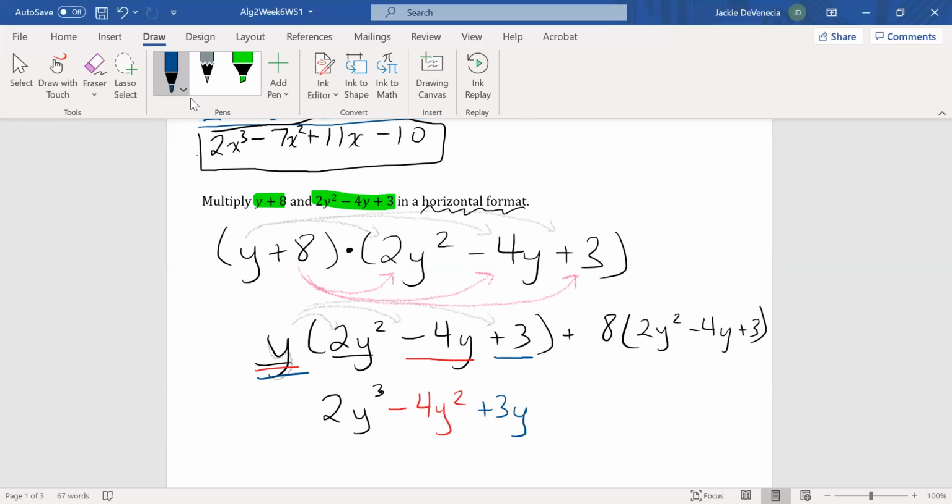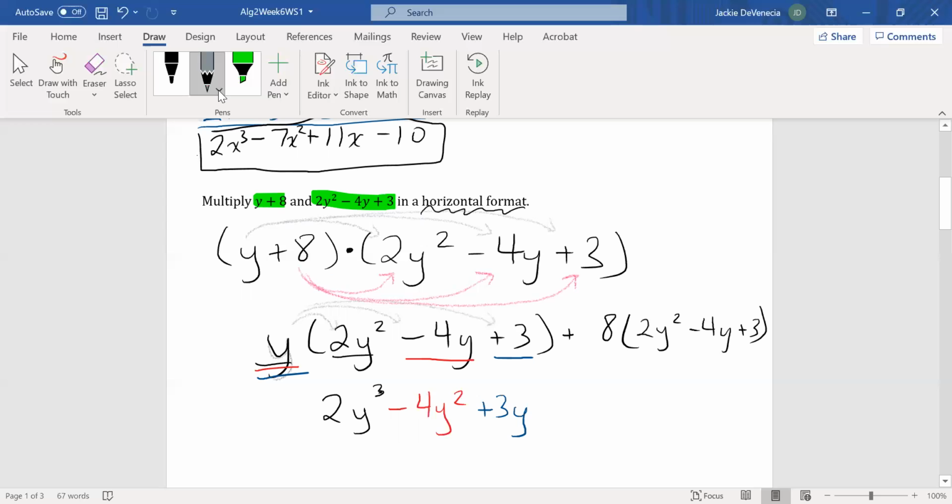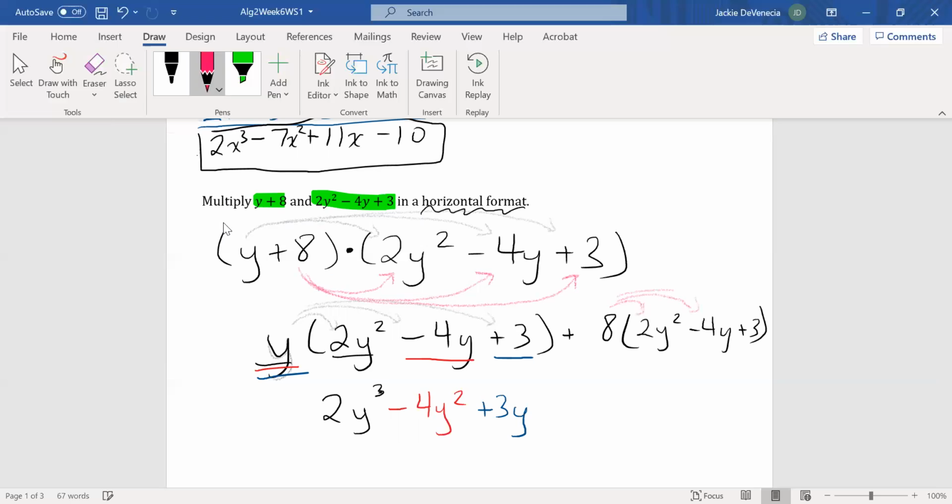Okay? Now it's going to be the same idea with the 8. I'm going to be distributing this. So this will get distributed to all of these parts. So 8 will be multiplied by 2y squared. So positive 8, sorry, I forgot the positive. Positive 8 times 2y squared. That's going to give me positive 16y squared. I'm keeping the y squared because this 8 is just a constant.